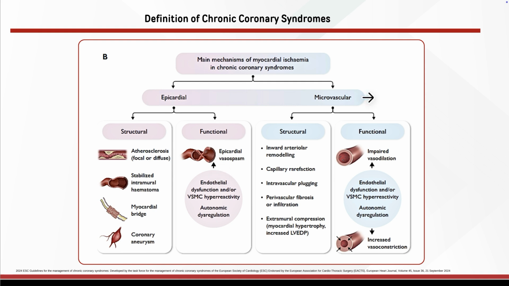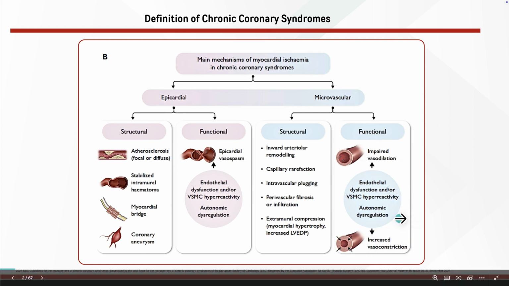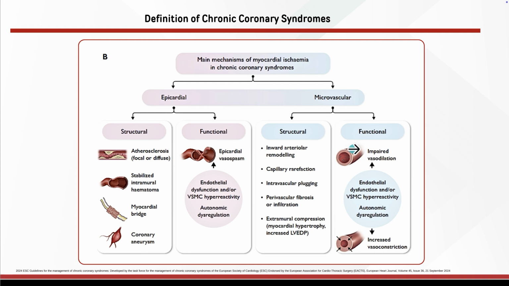Microvascular disease could also be structural or functional, could be due to intravascular plugging, perivascular fibrosis, extramural compression as in hypertrophic cardiomyopathy or hypertension or heart failure. It could also be due to functional abnormalities like impaired vasodilatation or increased vasoconstriction, secondary to autonomic dysregulation, endothelial dysfunction, and hyperactivity of the vascular smooth muscle cells.